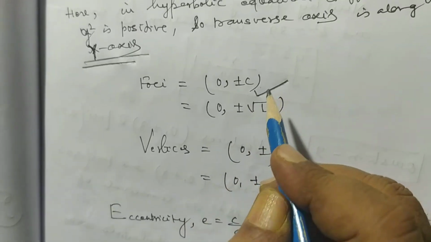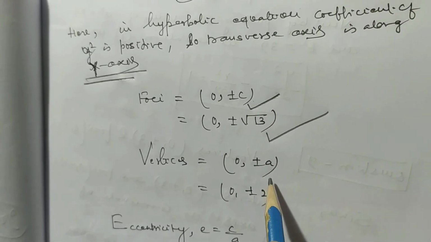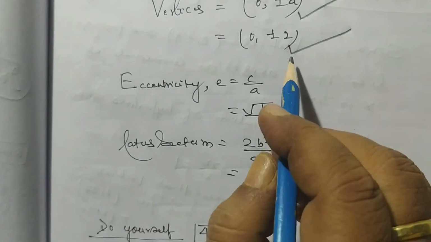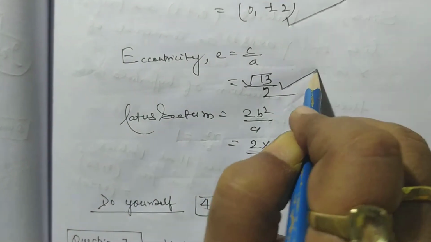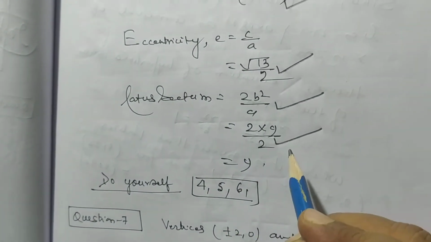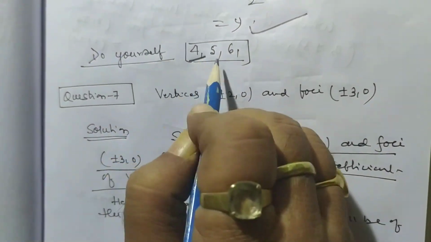Foci 0 plus minus c, 0 plus minus root 13. Vertices 0 plus minus a, 0 plus minus 2. Eccentricity is equal to c by a, root 13 by 2. Latus rectum 2b square by a, 2 into 9 by 2, that is 9. Now you can solve problem number 4, 5, 6.